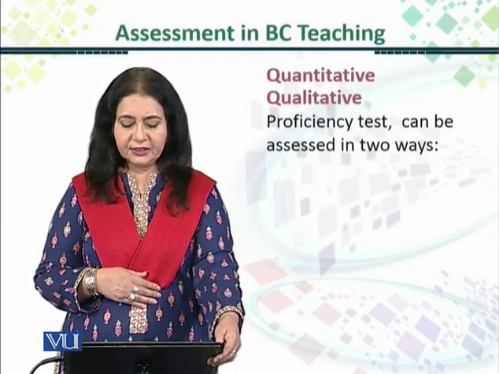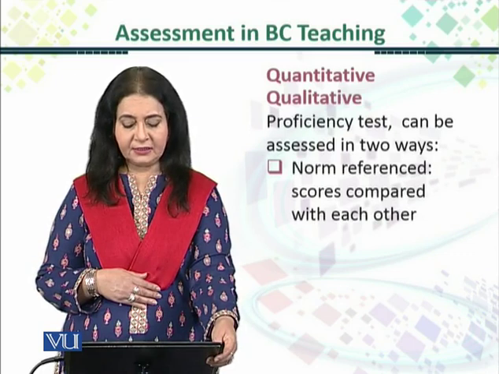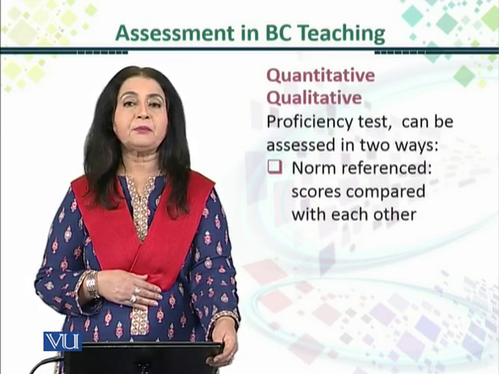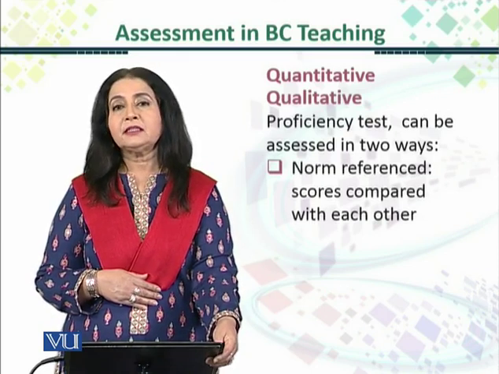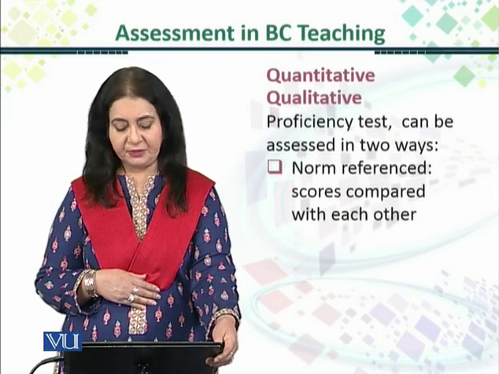A proficiency test, for example, can be assessed in two ways. It can be assessed with norm referenced, for example, in which the scores are compared with each other. We can say that Mary scored 90 out of 100 in the top 10%.